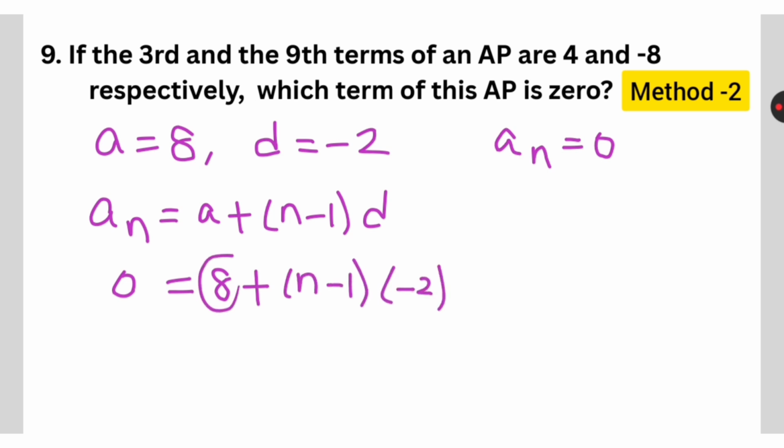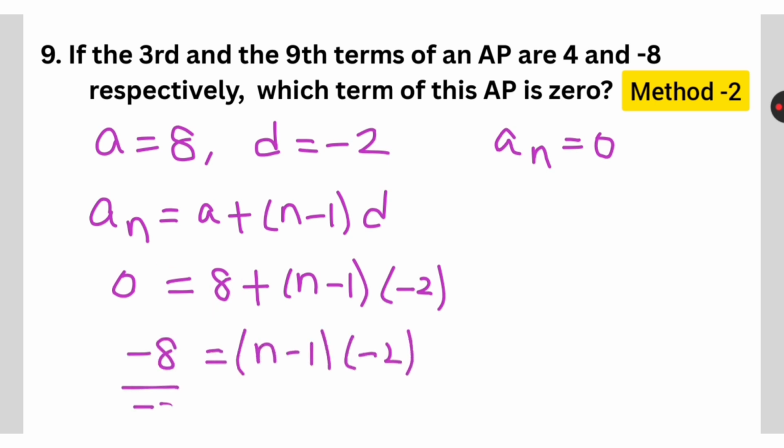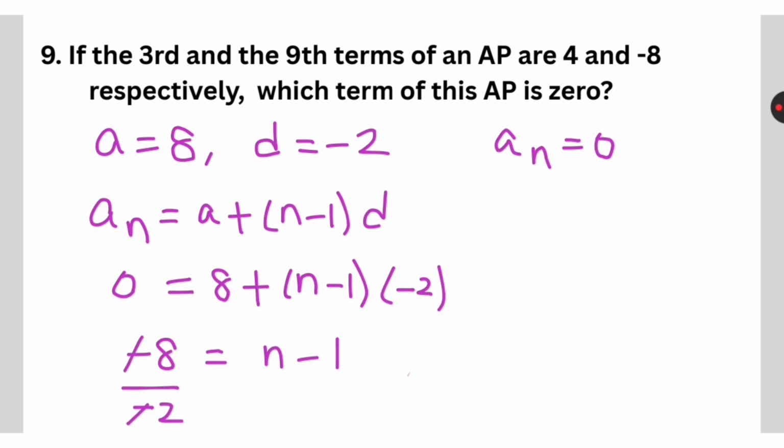If this 8, you send to the left hand side, it turns into minus 8. So that is equal to n minus 1 into minus 2. So divide both sides by minus 2. Then minus 2 gets cancelled, so we'll have only n minus 1 on the right hand side. Here the minus gets cancelled and minus 8 divided by minus 2 is 4. This minus 1 sent to the left hand side turns into plus 1. So finally the n value is 5. So that is the fifth term. This is the second method to find which term of this arithmetic progression is 0. Any method you can use. So finally the answer is: the fifth term is 0.